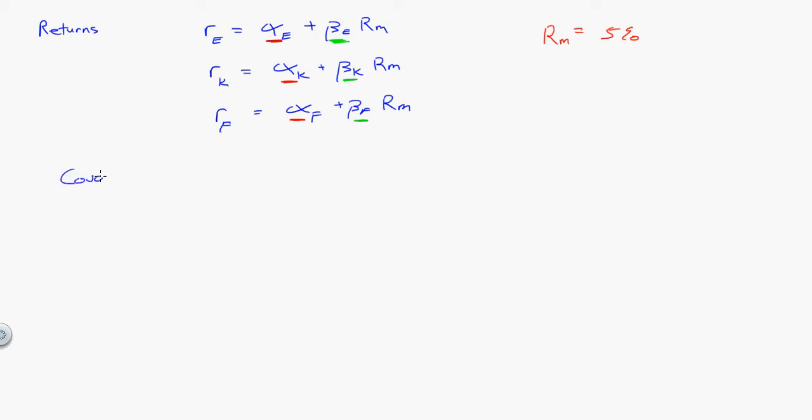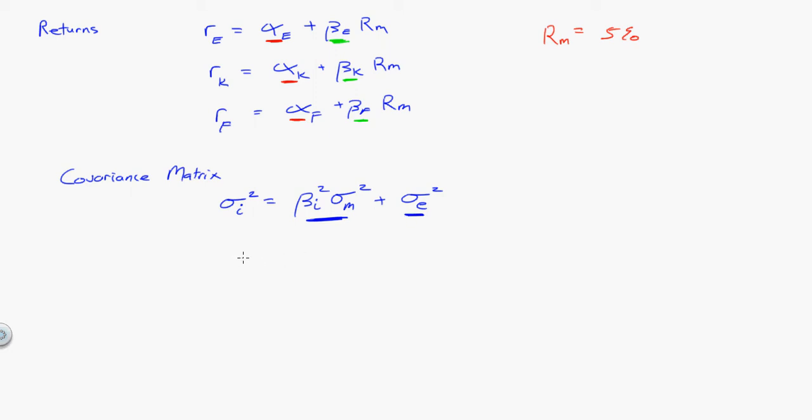So I also need to have the covariance matrix. I know the total risk of an individual stock is equal to the beta of that stock squared times the variance of the market plus the residual variance. So this is, like I said, total risk. This is the market or systematic risk. This is the firm-specific or idiosyncratic risk. So the total risk of the stock is the market risk plus the idiosyncratic risk.